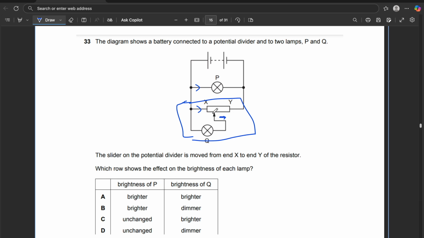So from X to Y, you can see that this will increase the length, it will increase the EMF gotten from this part, so Q will become brighter.